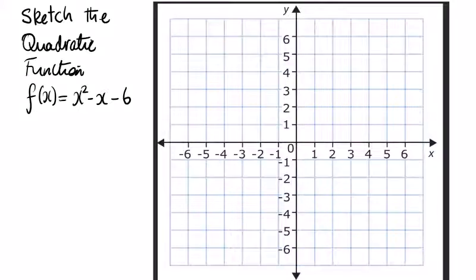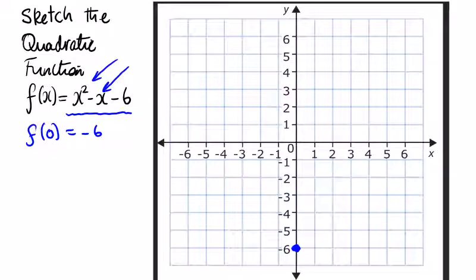So, sketching the quadratic function f of x is equal to x squared minus x minus 6. Immediately you see the minus 6 and you know that this function goes through this point here, 0, minus 6. When x is 0, f of 0, when we change x to 0, this whole function becomes just minus 6 as these two values are 0.